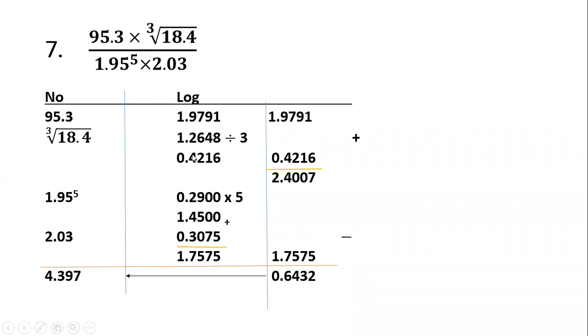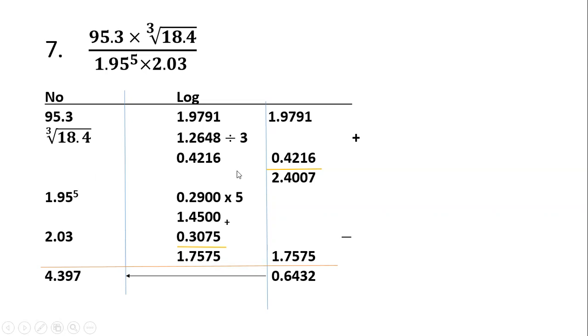Then check 18 for 26482. So the root will first do the division, divided by 3. You have that 0.4216. So these two will not be added. That's why it's coming to the third column. So I'll do my addition. That's 1.9791 plus 0.4216 will give me 2.4007. So I come to the denominator now.